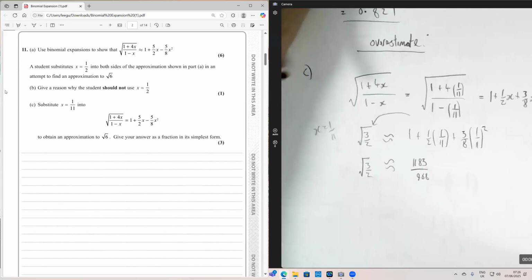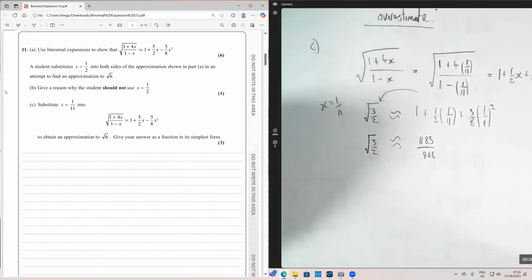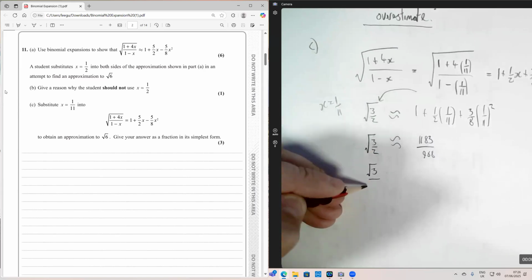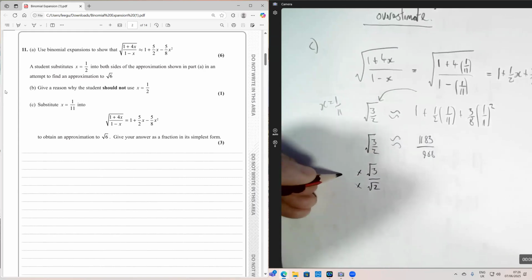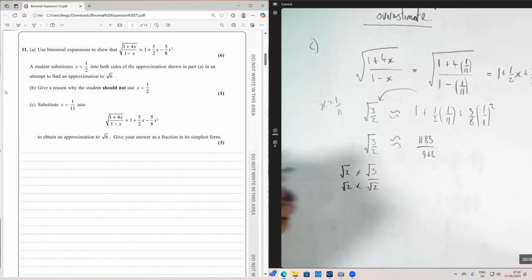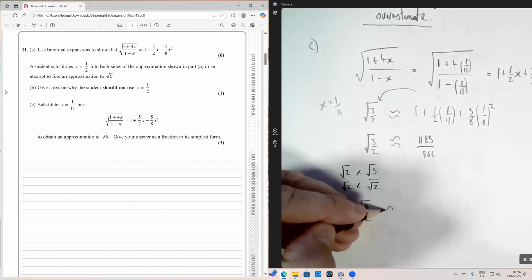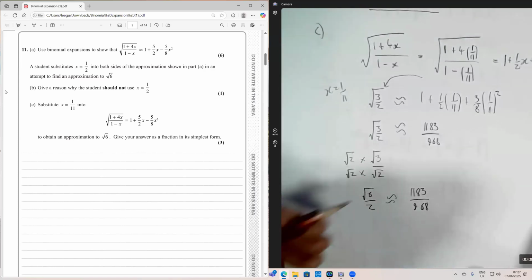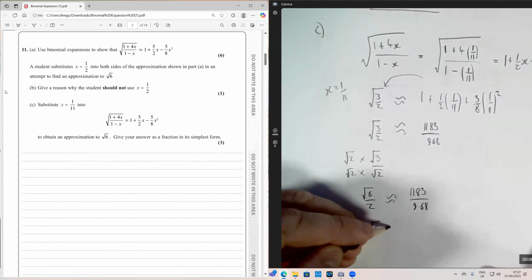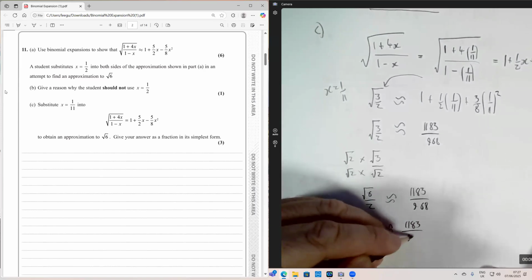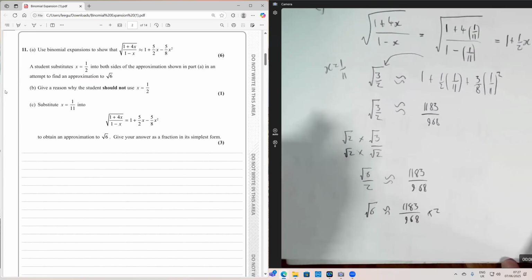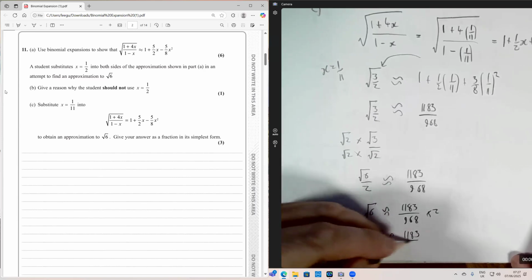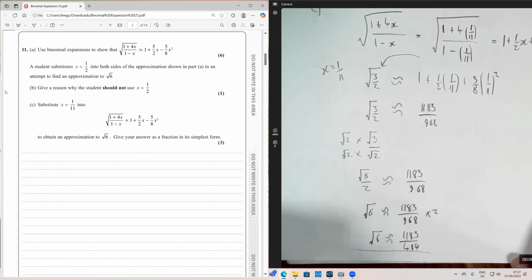Now, at this stage, what we need to do is find a way of changing this to get a √6 out of this, okay? So let's use our laws of surds. So √3 over 2 is going to be the same as √3 over √2. I can rationalize this by multiplying the numerator and denominator by √2, which gives me √6 over 2 is approximately equal to our fraction. And there you go. From there, I can now times both sides by 2. So that just gives me that √6 is approximately equal to 1183 over 968 times by 2. And when we do that, that just halves the denominator. So √6 is approximately equal to 1183 over 484. And that is our final answer.